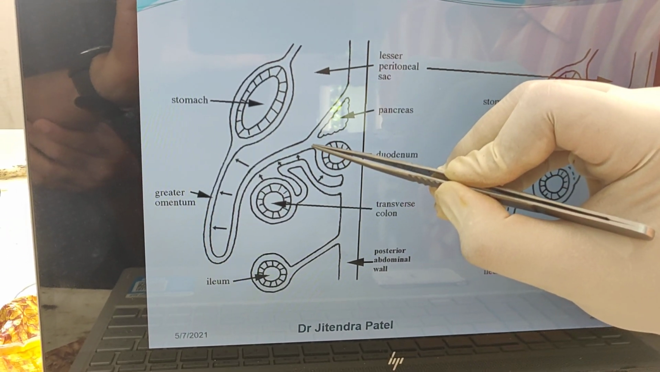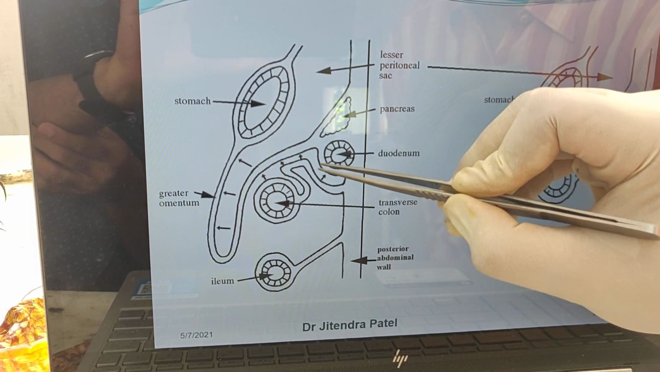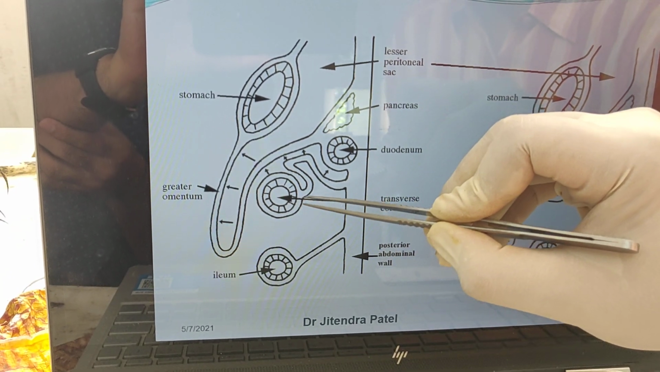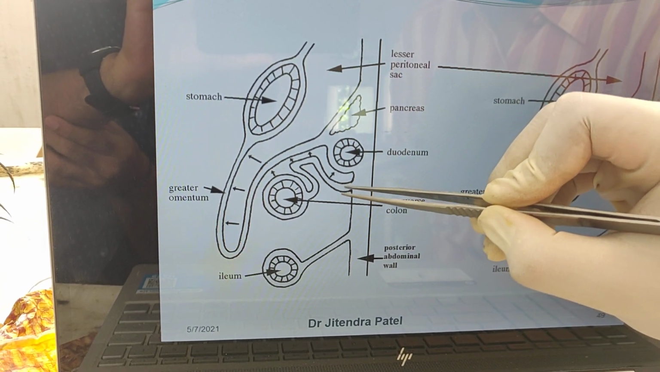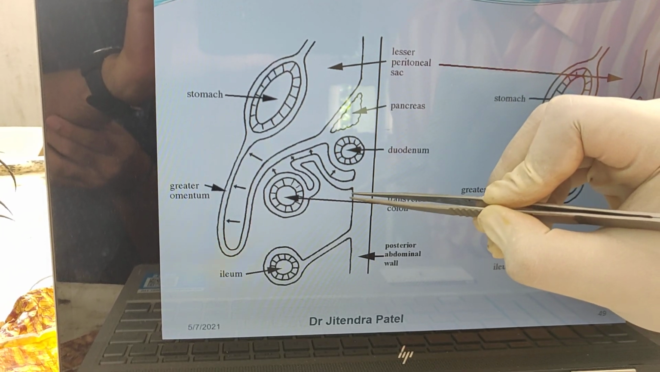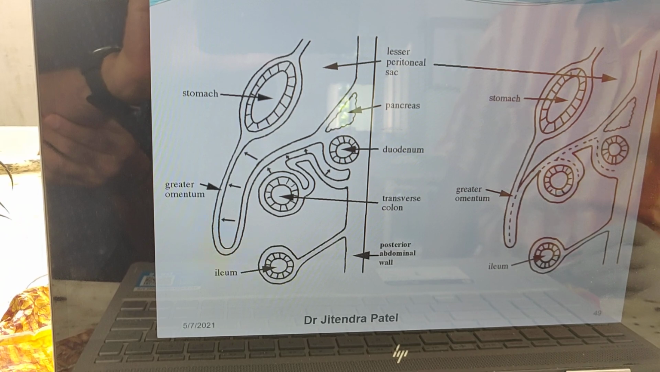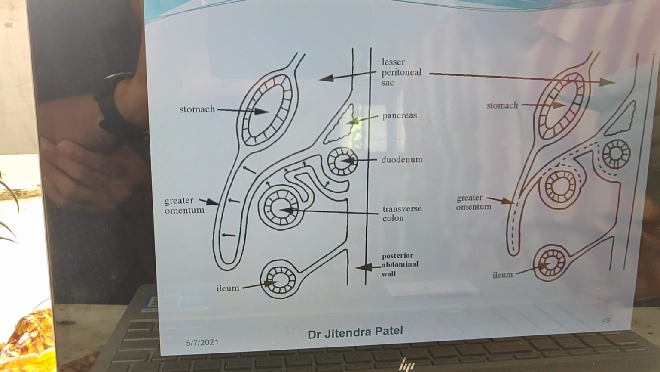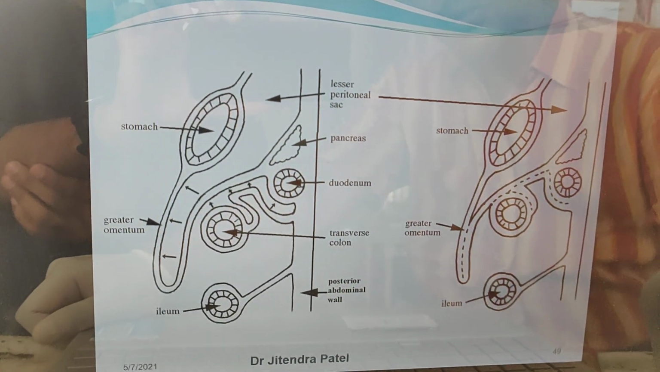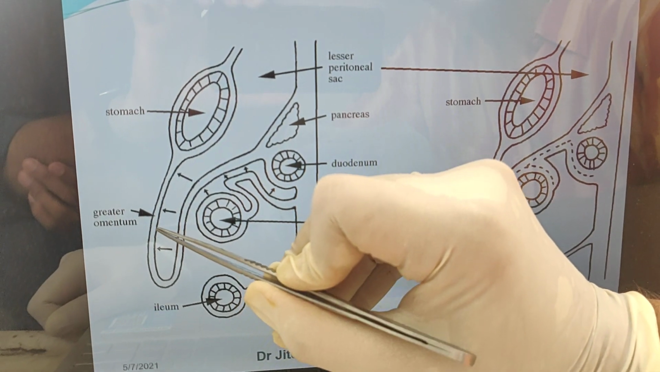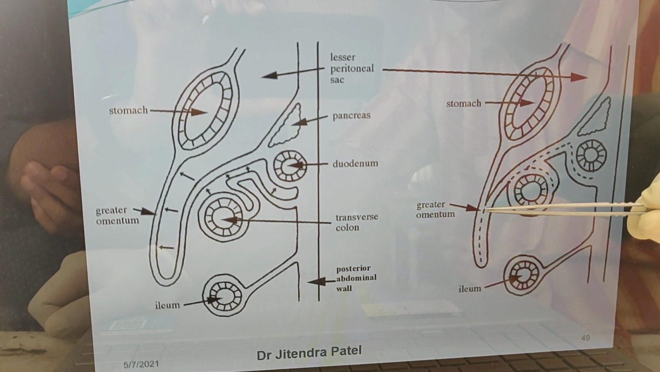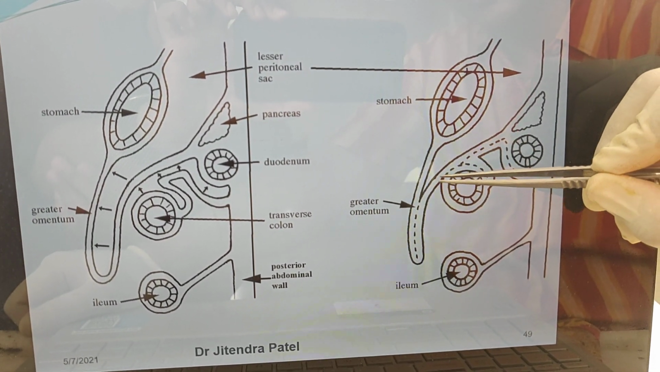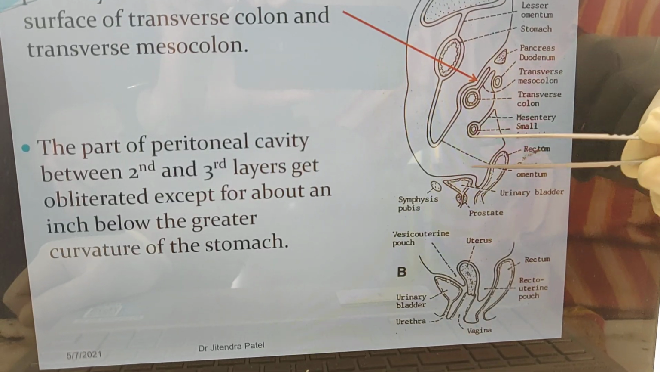The fourth layer goes up to the posterior abdominal wall and continues as the transverse mesocolon. This is the transverse mesocolon, with the upper layer of the transverse colon and the lower layer of the transverse colon. Now what happens after adolescence, at the age of 14 to 15 years: you can see the second and third layers are fused, and zygosis occurs. Only the small portion below the stomach up to the large intestine remains open, and it is the lesser sac.